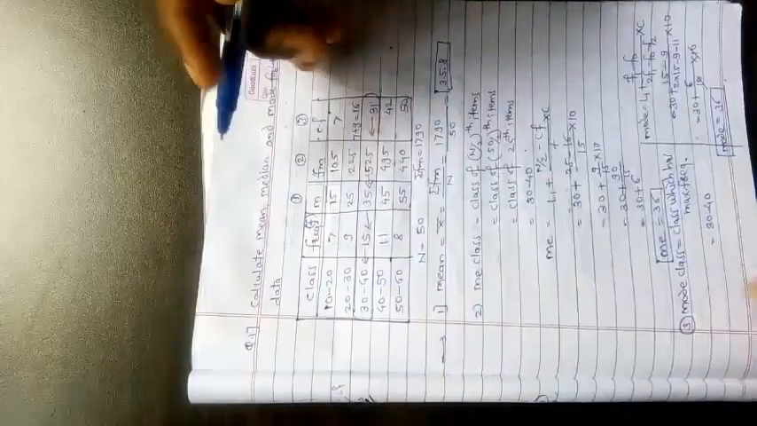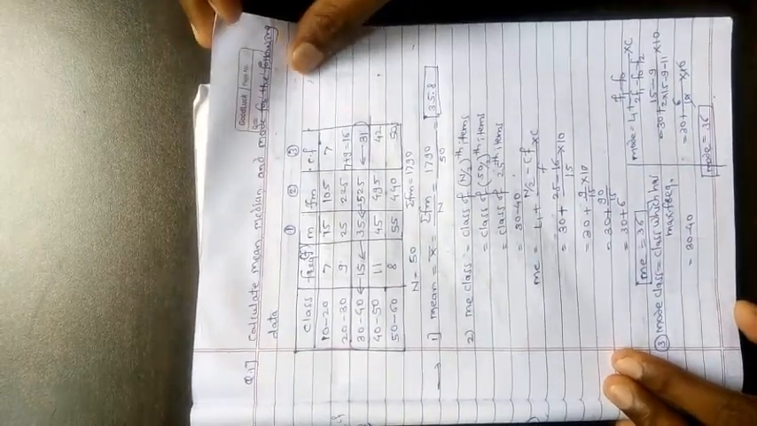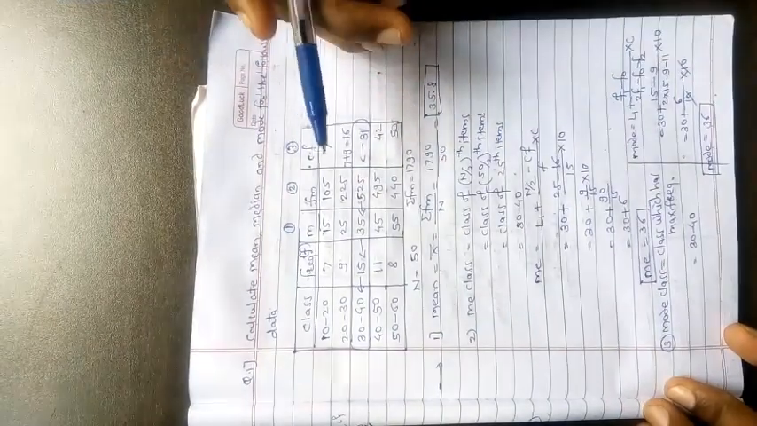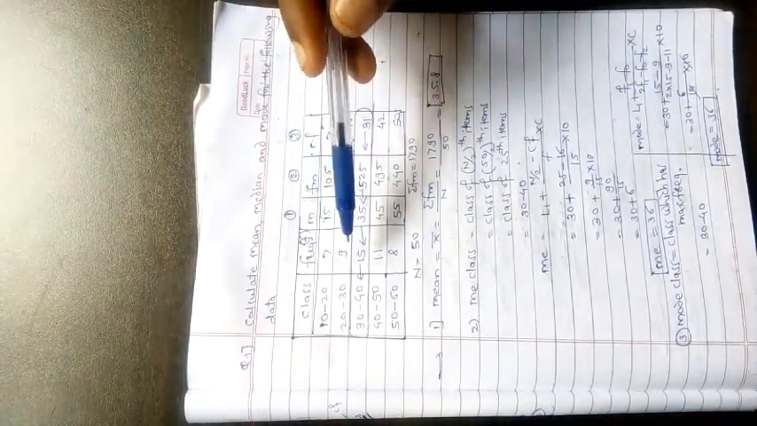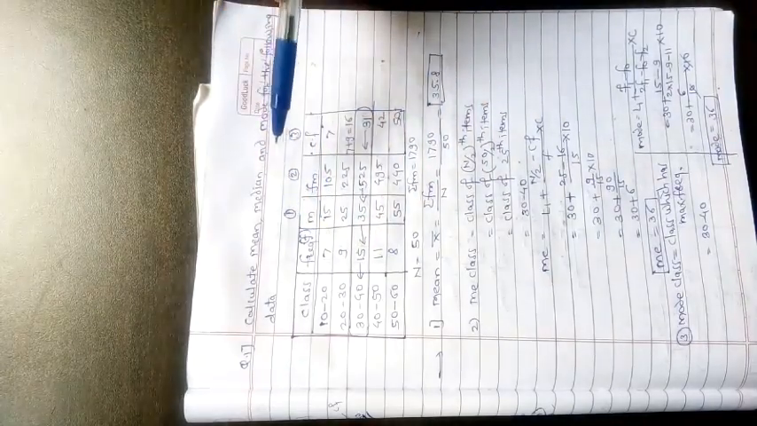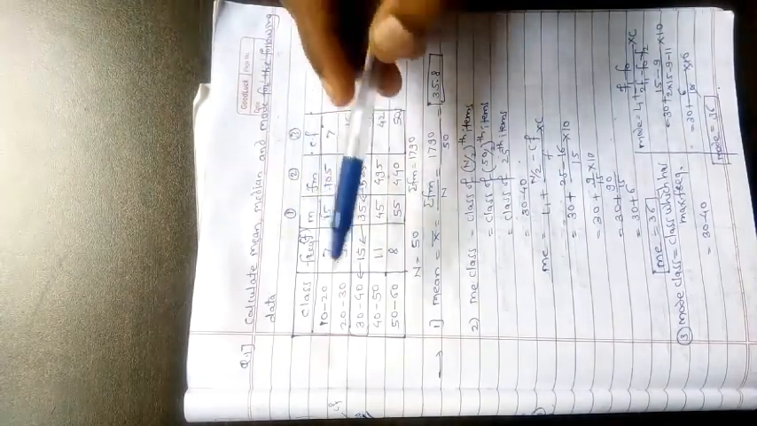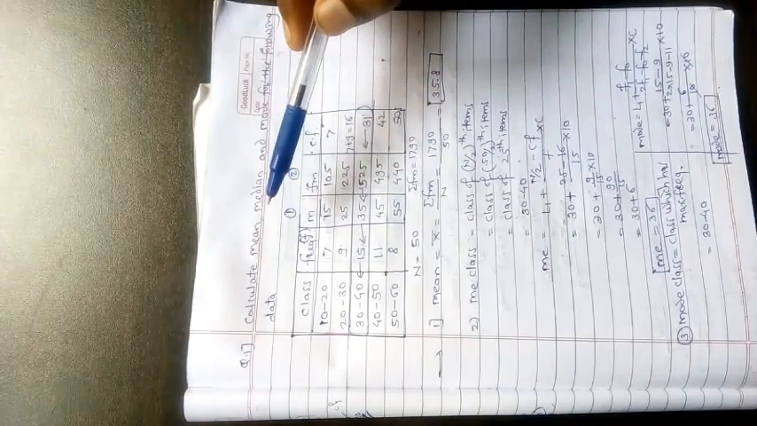Here is the first calculation of mean, median and mode in continuous distribution. Keep in mind that the question asked in your question paper tells you which distribution it is: individual distribution, discrete distribution or continuous distribution. Here is the first example in continuous distribution, that is, you are given classes and frequency, therefore it is a continuous distribution.